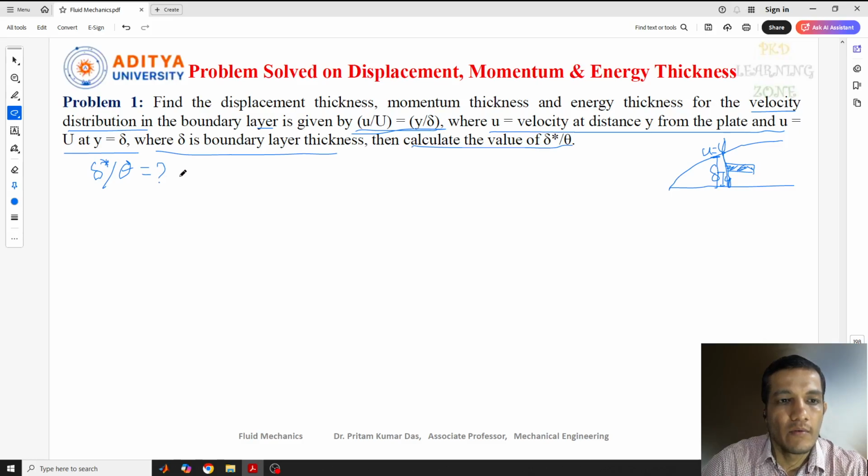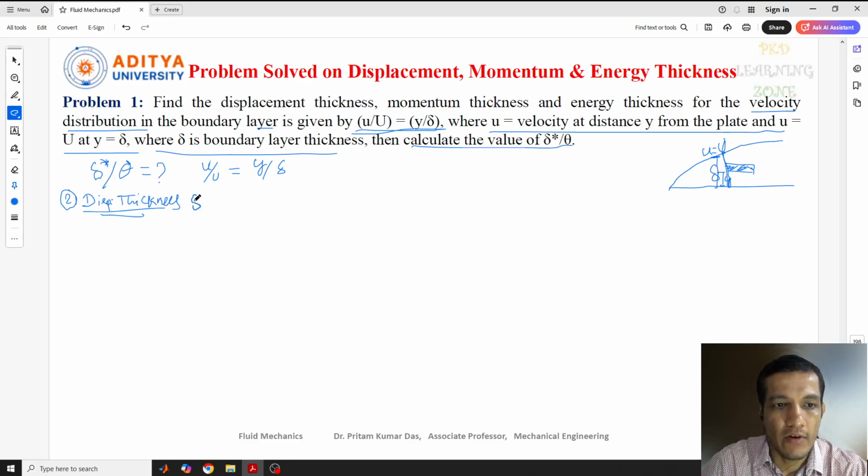Now the boundary layer velocity profile given is u by capital U equals y by delta. First, delta star is the displacement thickness and theta is the momentum thickness, correct? So I'll start from the beginning. What is the displacement thickness? We know that delta star.